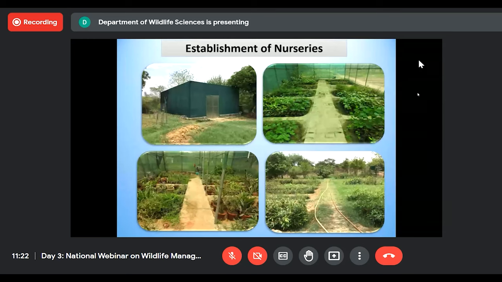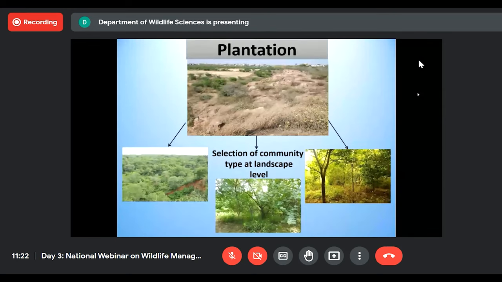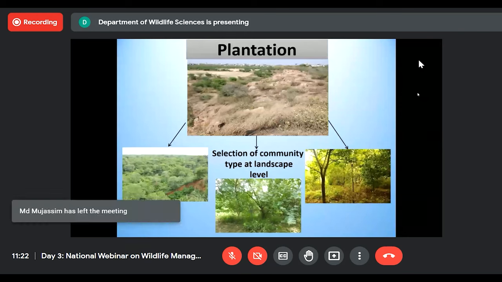You generate your sapling also from the nursery itself. Next, please. Then seeing the topography, you decide as per the landscape what kind of plant communities will come. So we surveyed the area of the entire Aravallis, right from the Pavagarh to Gujarat to Delhi, and seen what kind of communities are existing in the entire Aravalli hill ranges.